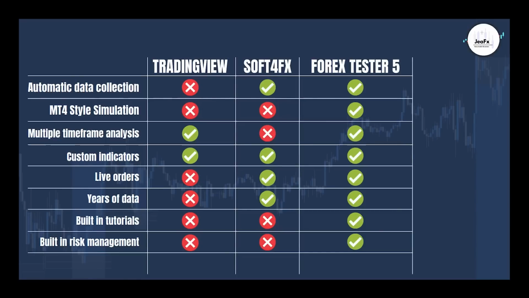And built-in risk management. Now, this is actually one of my favorite points of Forex Tester 5 that lacked on Software FX. I had to manually work out position sizes for every trade I took. Now I don't have to do that. I can simply apply what risk percentage I want to use. When I place my stop loss, it's automatically going to calculate my lot size for me.